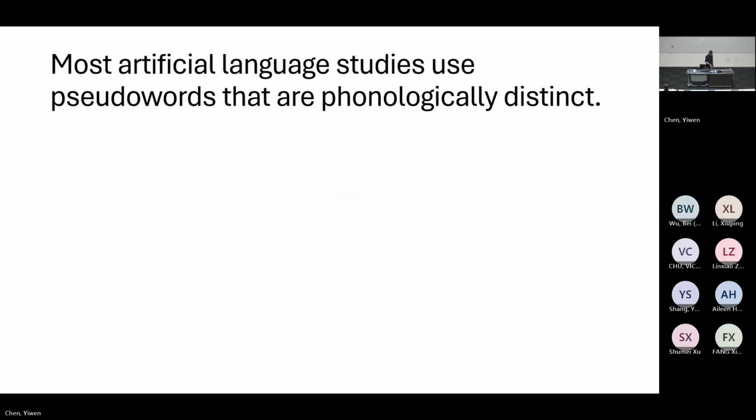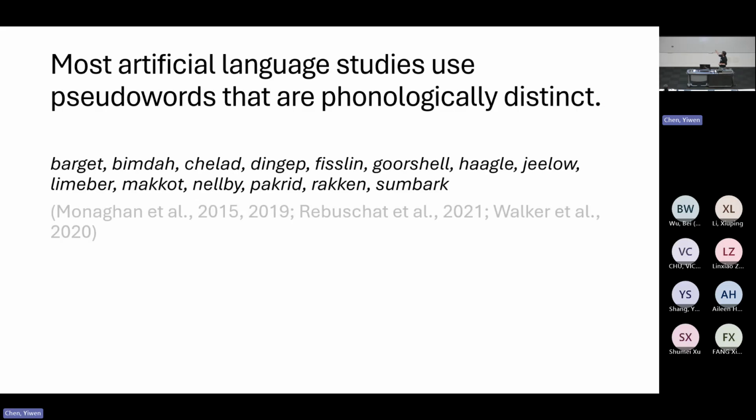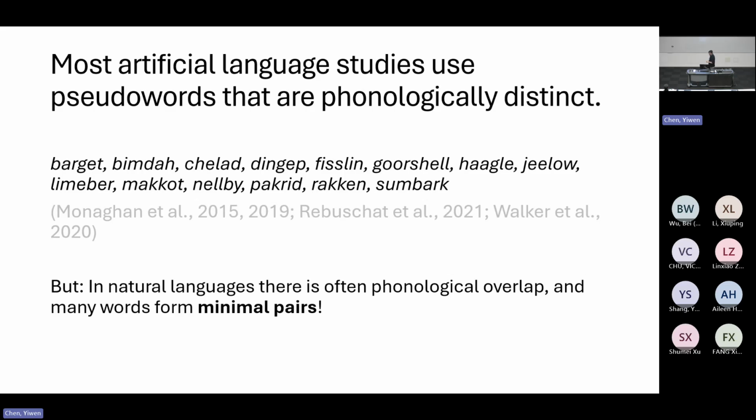Okay. So most studies that use artificial languages use pseudo words that are very, very distinct, very, very different. For example, you might have pseudo words like these, like Barget, Bimda, Makot, Nelby. The words are very different in terms of the phonology. They're phonologically very different. But in real life, of course, there's often overlap. So if you look at an English word like cat and mat, they form a minimal pair, right? They're almost the same with one consonant difference at the beginning. Cat, mat, hat. These are called minimal pairs. And they're very frequent in language.